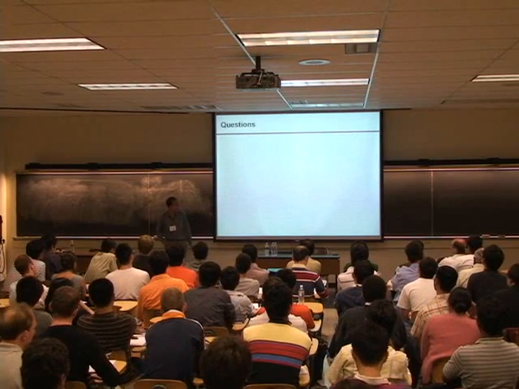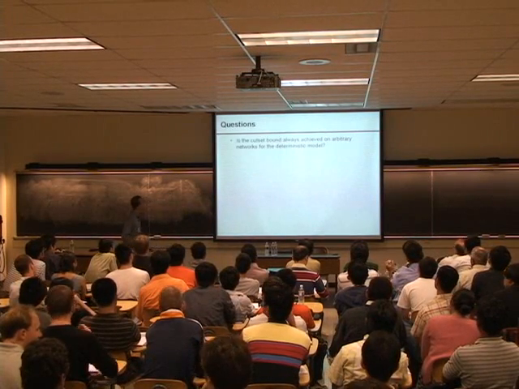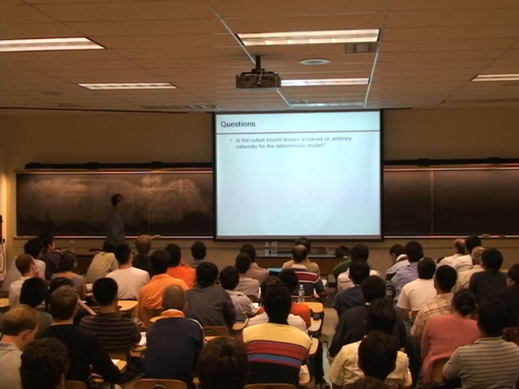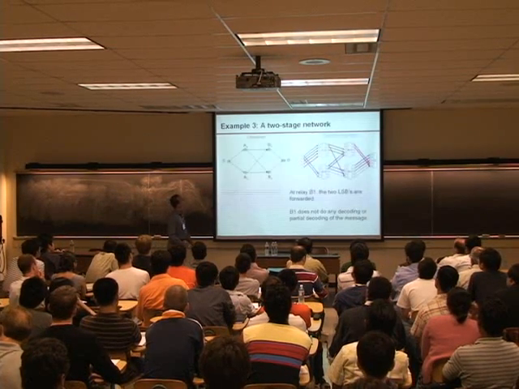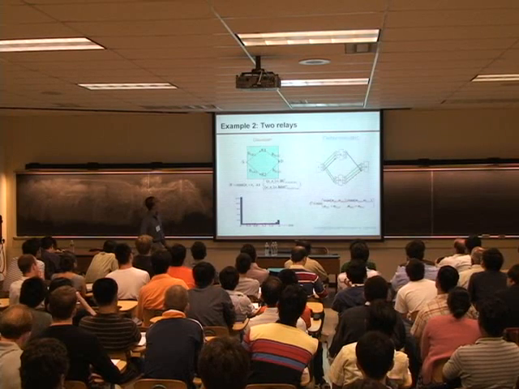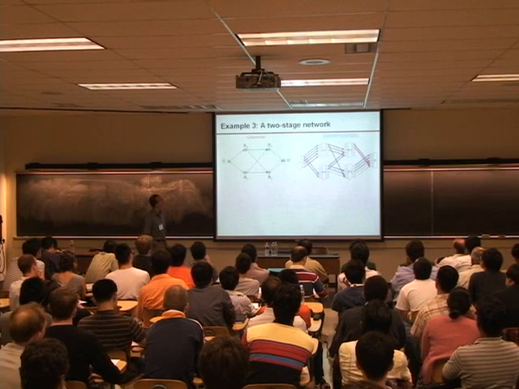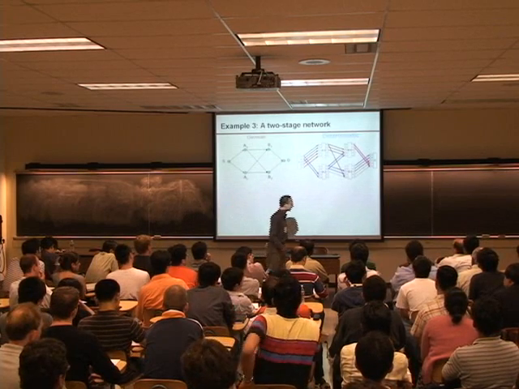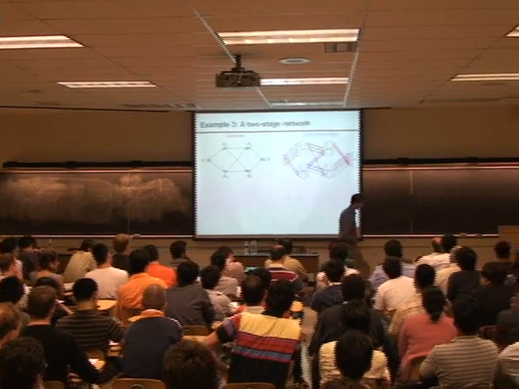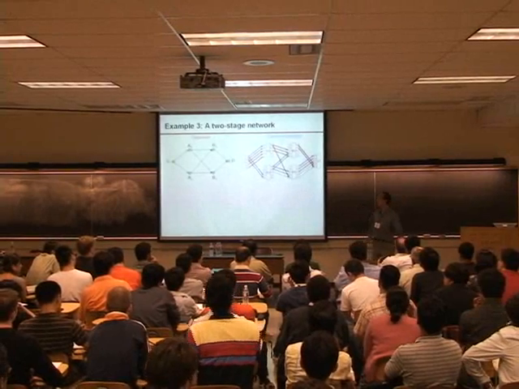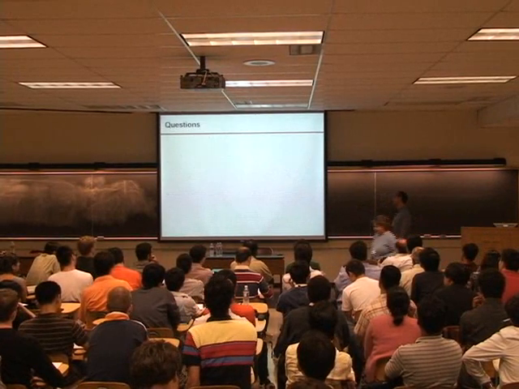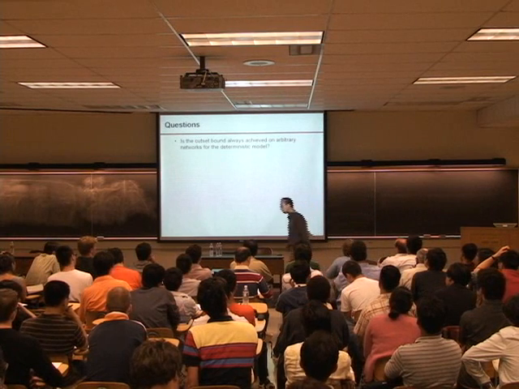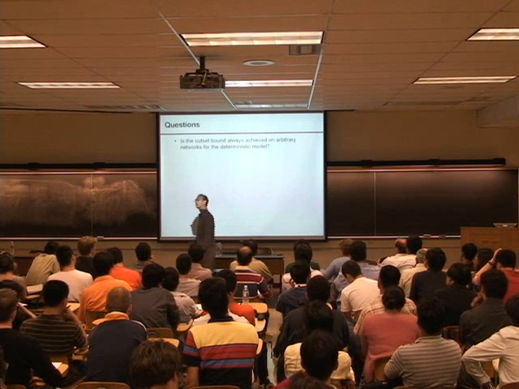So here's the question we're going to ask. Is the Cutset bound always achieved on arbitrary networks for the deterministic model? We show some examples, 1-stage, 2-stage, diamond network, etc. And in all cases, we can show that the Cutset bound on the deterministic channel can be achieved. We'll show that indeed that's true, and the proof borrows a lot of interesting ideas from network coding.